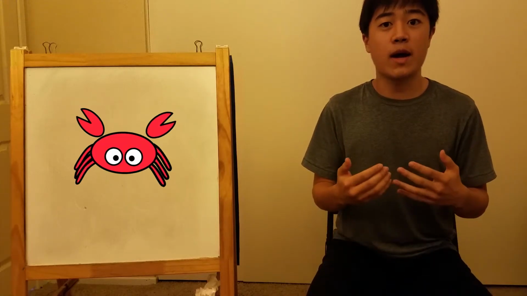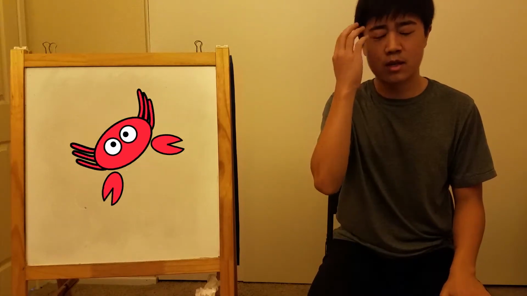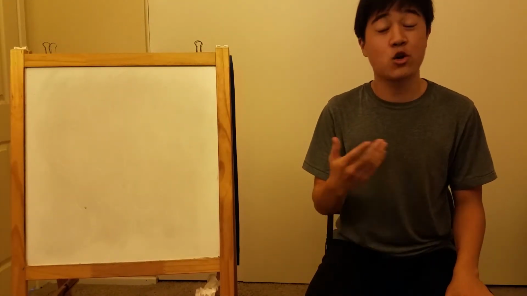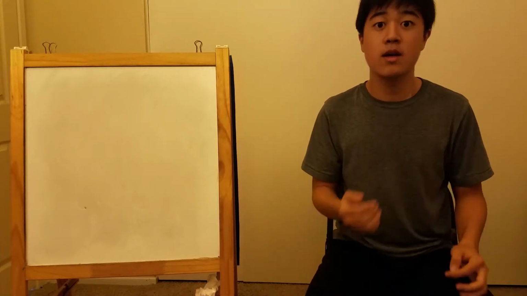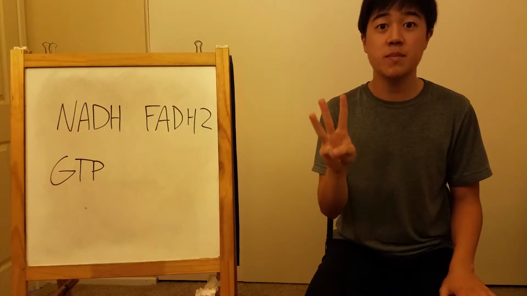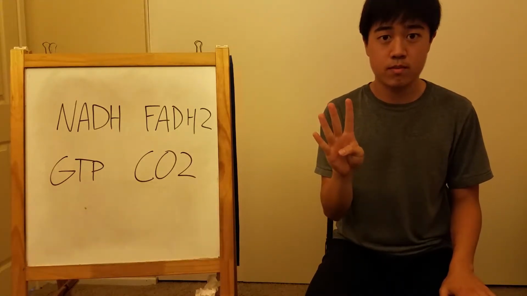Number 2. What does it do? Anyway, the molecules that the Krebs cycle pumps out are NADH, FADH2, GTP, and CO2.